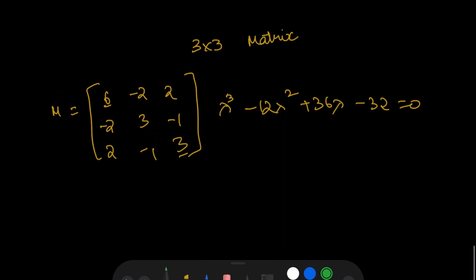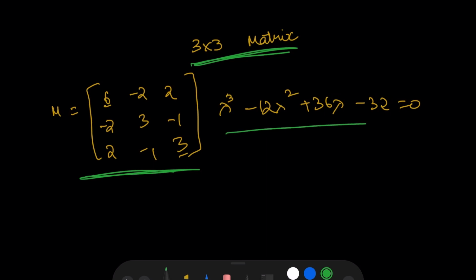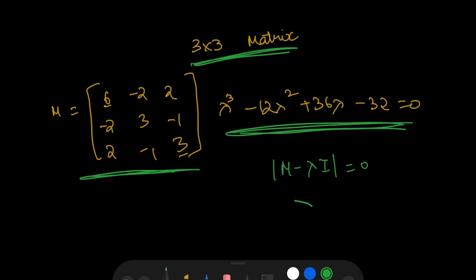So let us take an example for a 3x3 matrix. Here is a 3x3 matrix, and the sample matrix M is given like this. I found the characteristic equation using the general method in the previous video. If you want to know how I found it, I took the determinant of M minus lambda into I and I equated this determinant to 0. Then I got this characteristic equation.